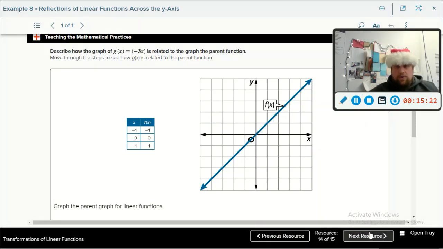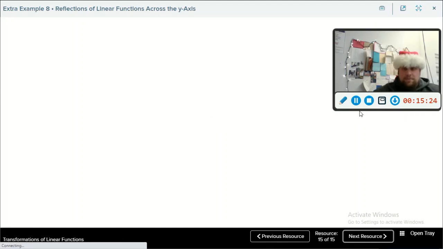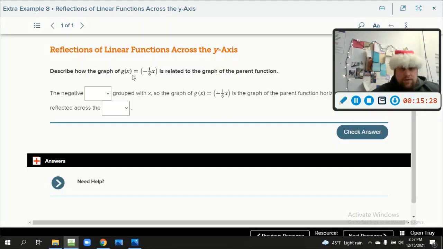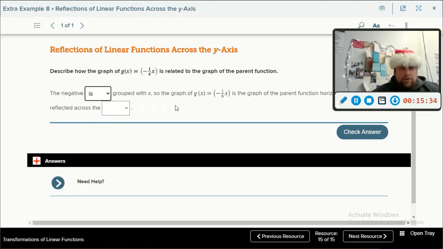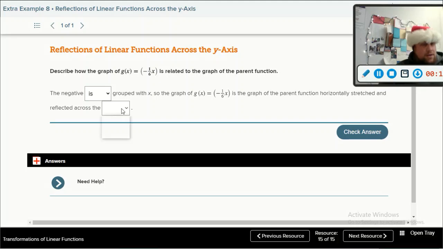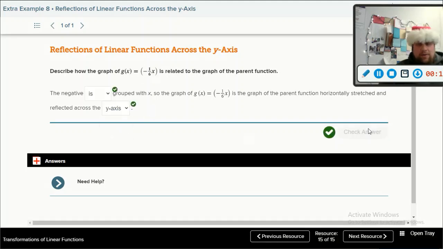All right, we're going to try another one of these. Let's take a look. Describe how the graph of g of x equals -1/6x is related to the graph of the parent function. Well, the negative is grouped with the x, so the graph of g of x is the parent function horizontally stretched and reflected across the y-axis because it's grouped together.